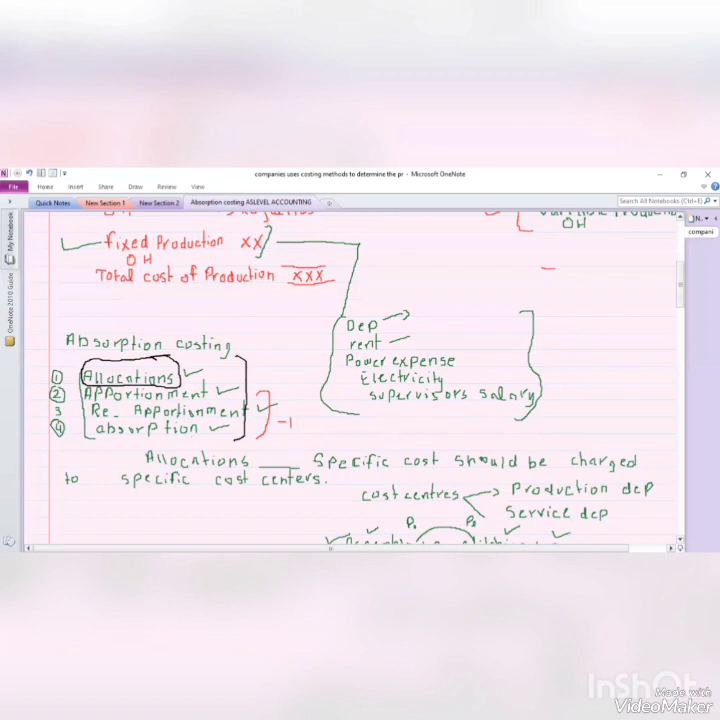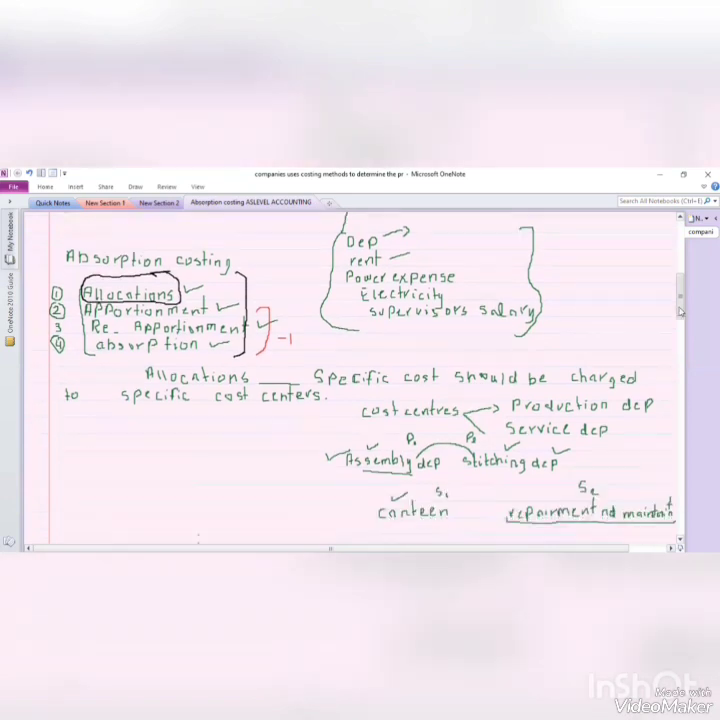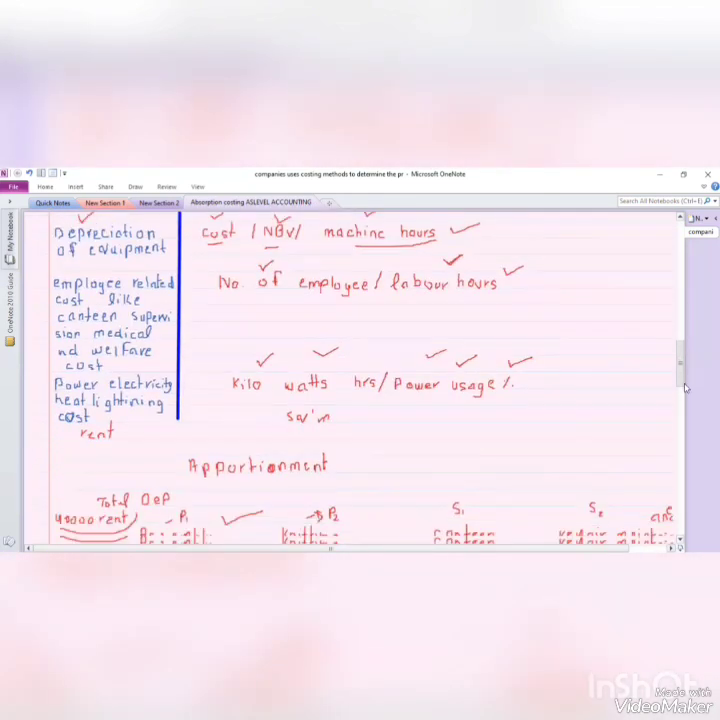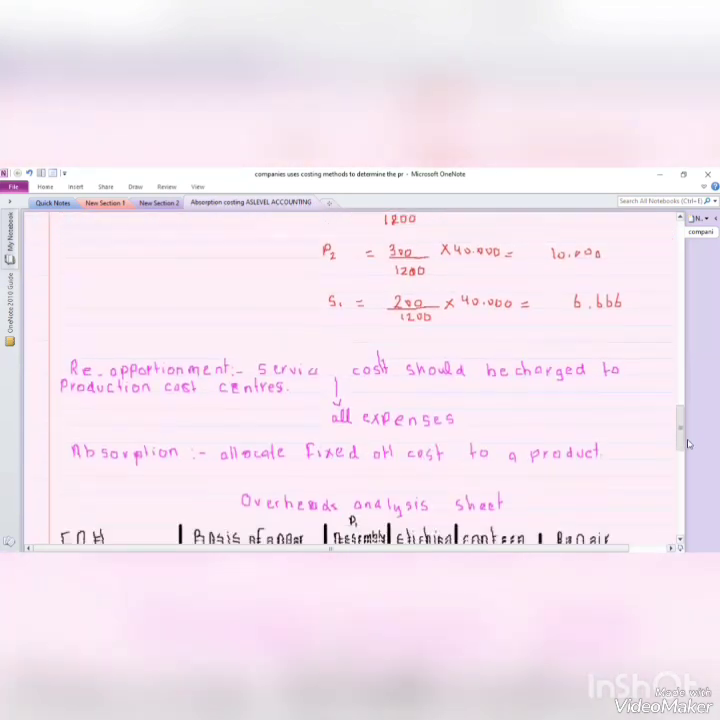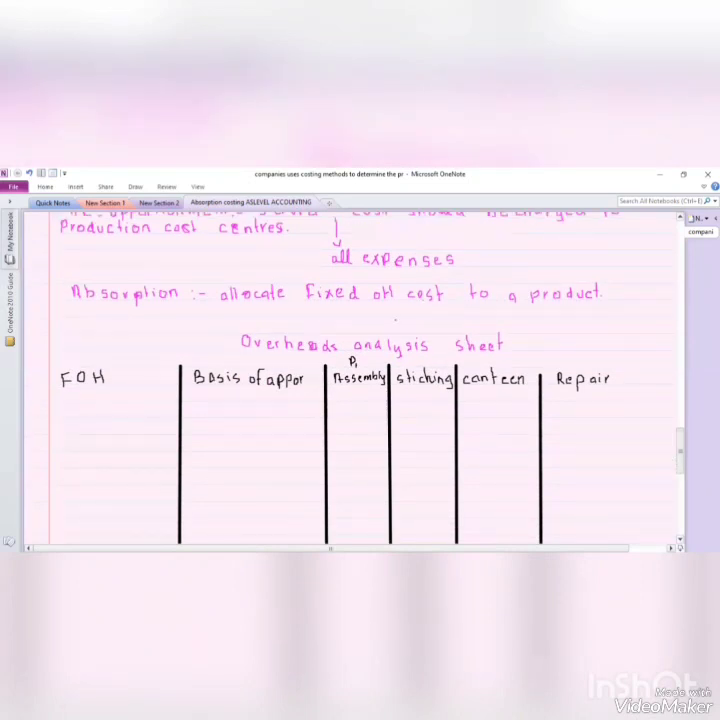Allocation means that a specific cost should be charged to a specific cost center. It means that we have four departments there. Number one department is assembly, then stitching, canteen, and repair. We know that assembly and stitching are both production departments, and canteen and repair are both service departments.